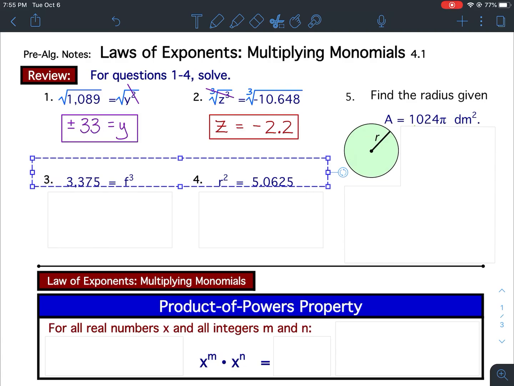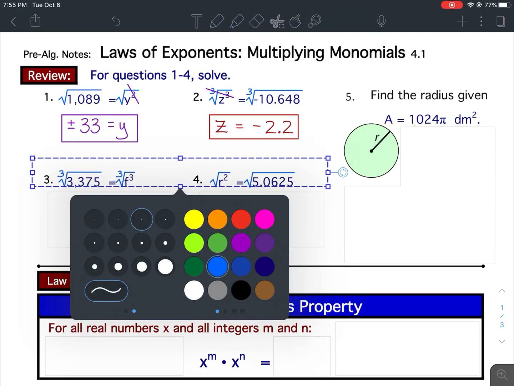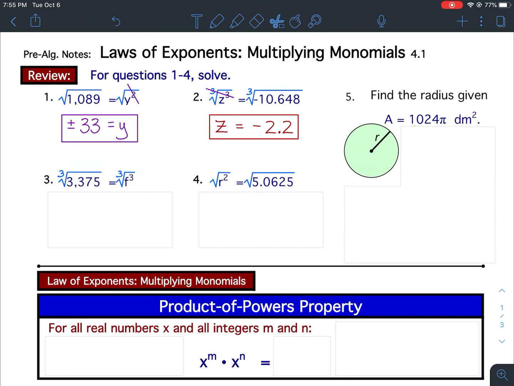3 and 4. Number 3, it was f cubed, so I took the cube root of both sides. I'm going to cancel out my cube and my cube root. When I take the cube root of both sides, I get 15 equals f.